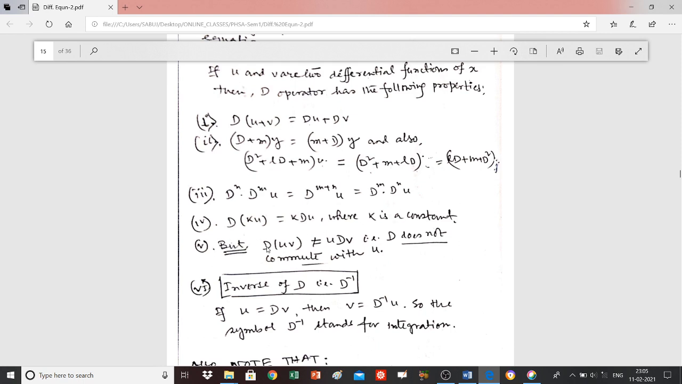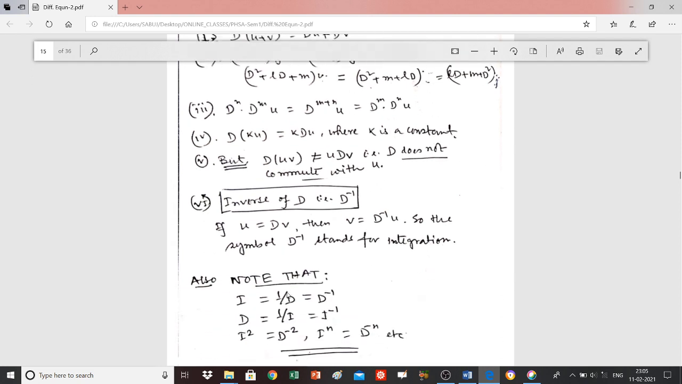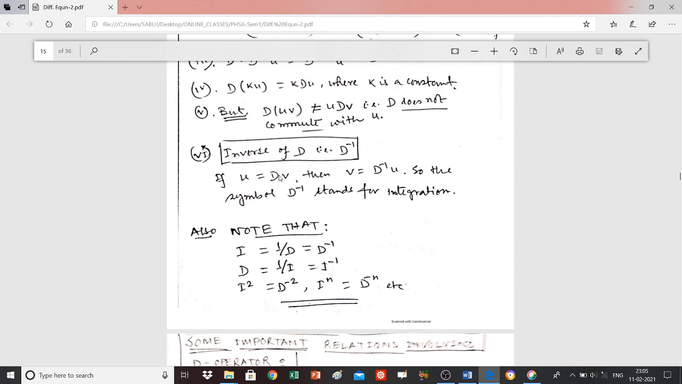But remember this thing, that D of uv cannot be equal to u of Dv. That means D does not commute with u. So the value of D of uv is different from u into Dv. And here are another two things to remember: if u is equal to D into v, then v can be written as v is equal to D inverse u.